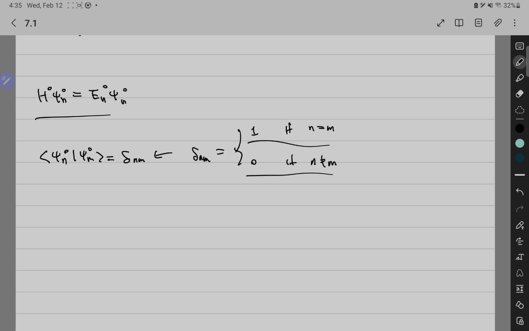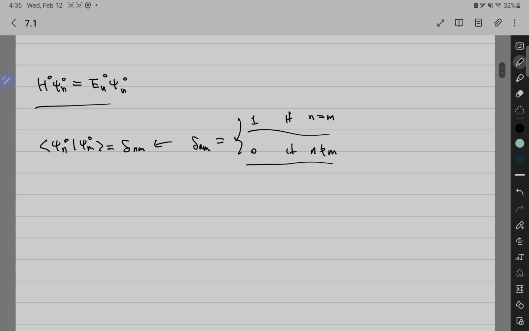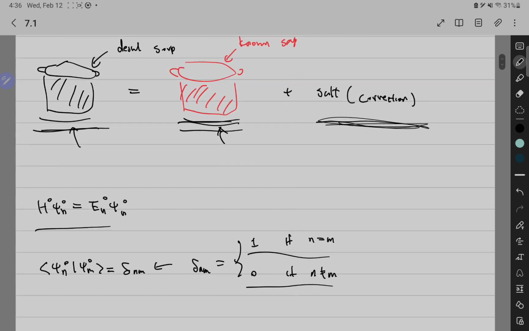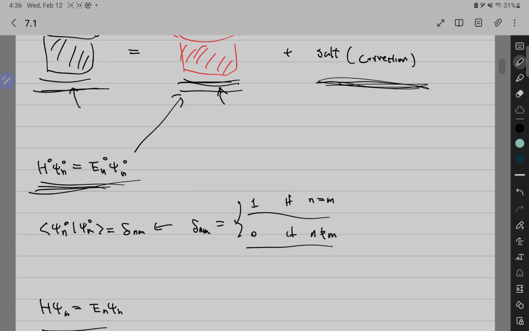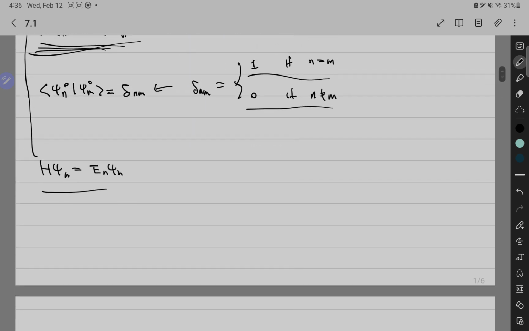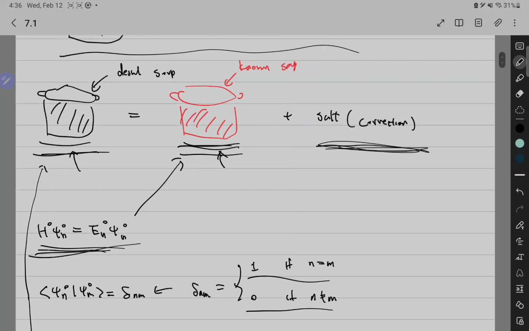But here comes the interesting part, which is where we're going to introduce the perturbation. Now we perturb the potential slightly, and we would like to find the new eigenfunction and eigenvalue, which are the following: H psi n is equal to E n psi n. In this case, this corresponds to our desired soup that we want to find. This equation is the perturbed, or desired, soup that we want to find. And the way we can find that is if we build on our known solution and make corrections on top of that.